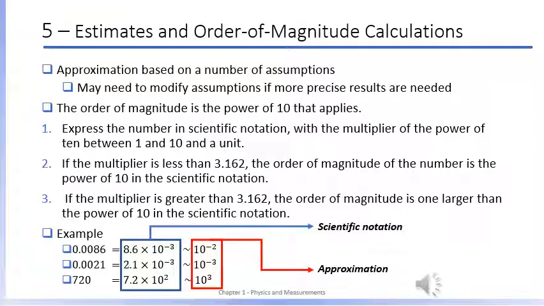Now the number 2.1 times 10 negative 3. 2.1 is less than 3.1. So when we are doing our approximation, we will write this as 10 negative 3. So we use the same exponent. Now 7.2 times 10 to the power 2. 7.2 is greater than 3.1. So when we are doing our approximation, we will use the expression 10 to the power 3 because 7.2 is greater than 3.1. So we are using one larger than the power of 10 in our scientific notation.